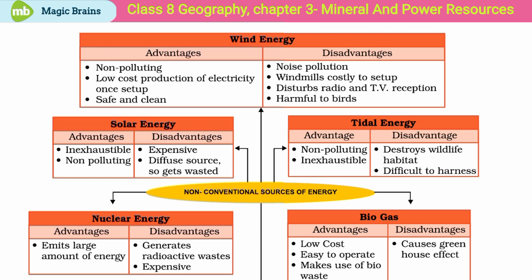In the next part of the diagram, two non-conventional sources are mentioned. One is nuclear energy and other is biogas.